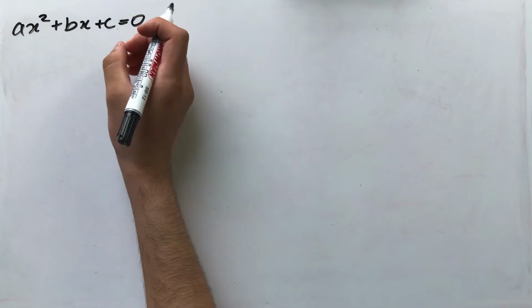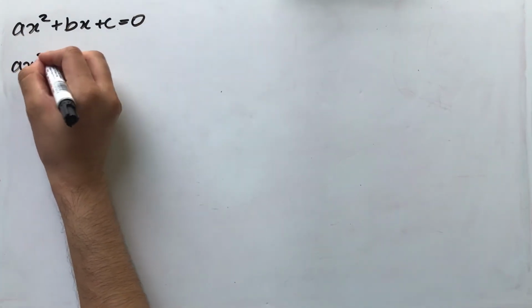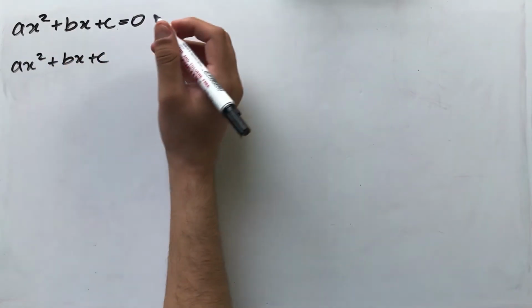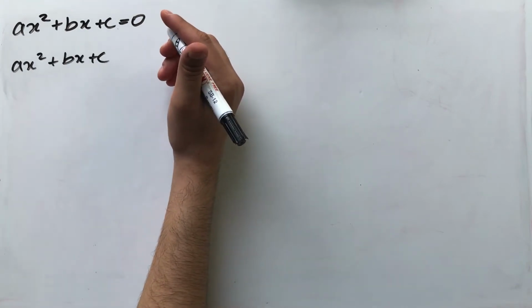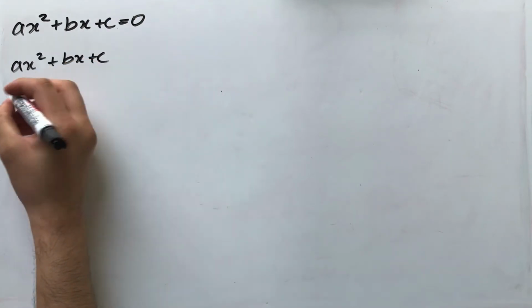Now to factorize the quadratic expression, we just want to consider the left hand side, which is ax squared plus bx plus c. To factorize this, we just have to remember a simple set of rules. Firstly, we have to find two factors of AC that add up to B. Now what does this mean?